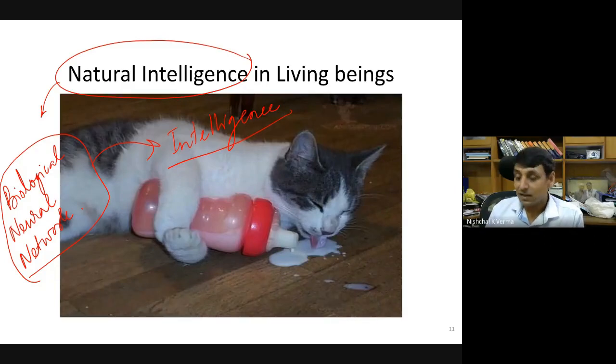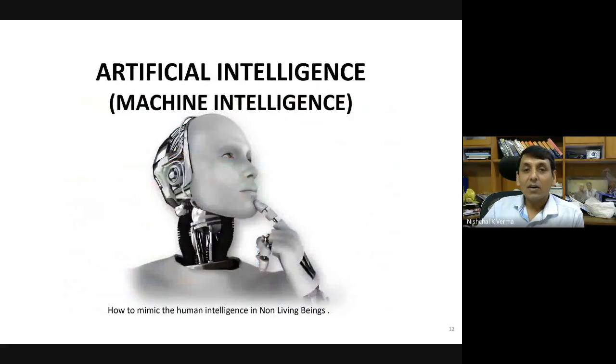When we say intelligence again, it means what? We want our machines to learn. That is the foremost desirable ability of any non-living being system, right? So it means we want to artificially embed the intelligence into the machines.